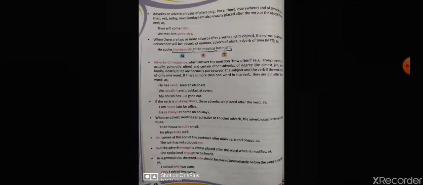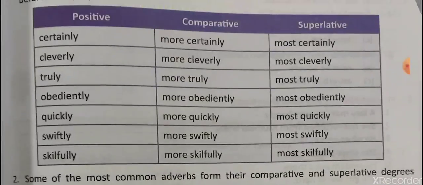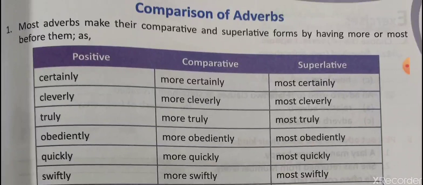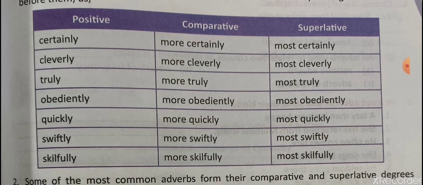Now next is the comparison of adverbs. Most adverbs make their comparative and superlative degree forms by adding more or most, like we have already studied in the comparison of adjectives. So for adverbs also comparative and superlative degrees are made. Like certainly becomes more certainly, most certainly; cleverly, more cleverly, most cleverly; truly, more truly, most truly.